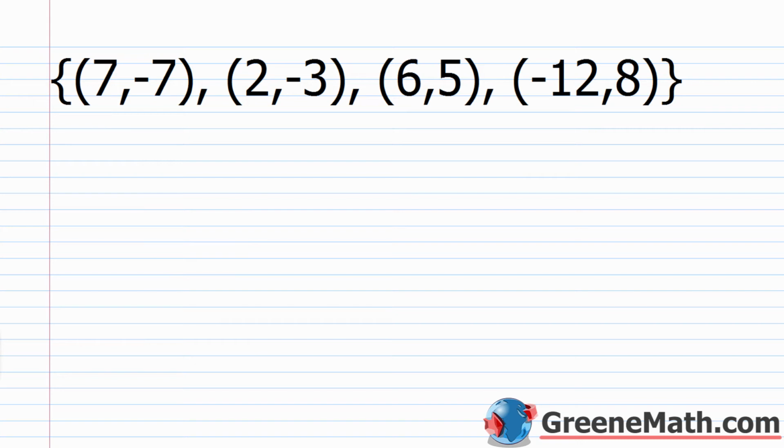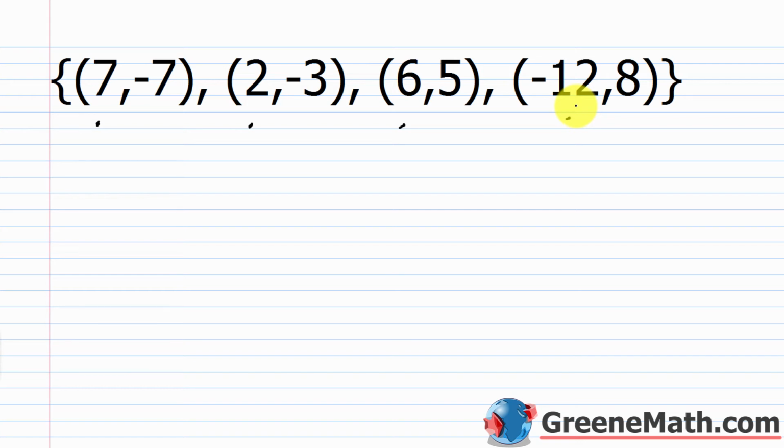So here's another example we can look at. We have this relation, again, just a set of ordered pairs. We have 7, negative 7, 2, negative 3, 6, 5, and negative 12, 8. So again, if you see this type of problem, all you're looking for is duplicate x values. I've got a 7, a 2, a 6, and a negative 12. Nothing's duplicated, so this is a function. Because for each x, there's one y.